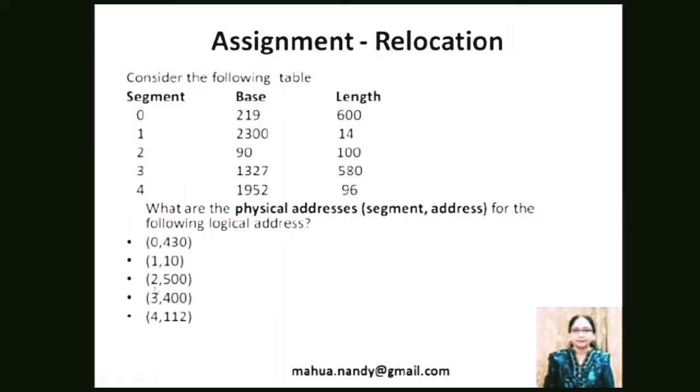In case of the second segment, the logical address generated is 500 and the base register content is 90. So the physical address will be 90 plus 500, that is 590. But the length of the segment is 100. The length of the memory segment is 100. So it exceeds the length of the memory segment. So an interrupt will be generated. In this way, all the 5 cases will be solved.